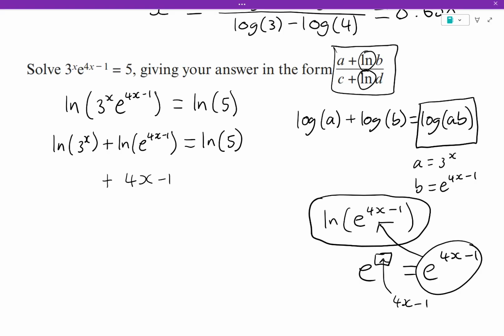But we can't do similar for the 3 to the power of x, because, of course, the base of the logarithm is not 3. So I am just going to write that in here. And then equals ln 5.